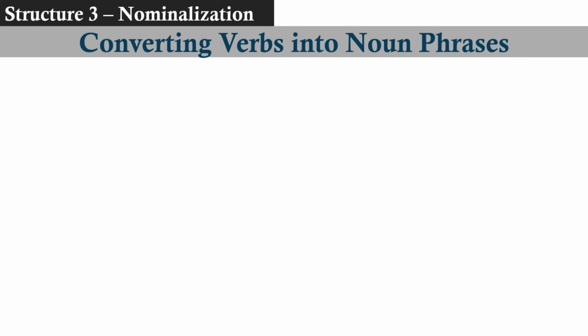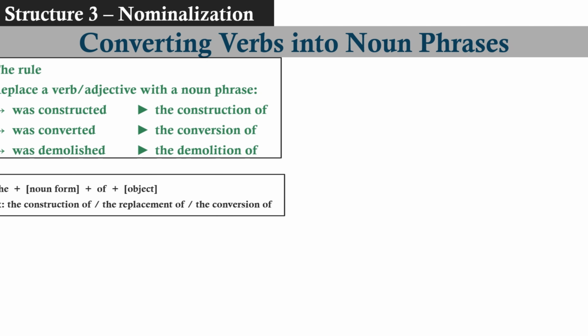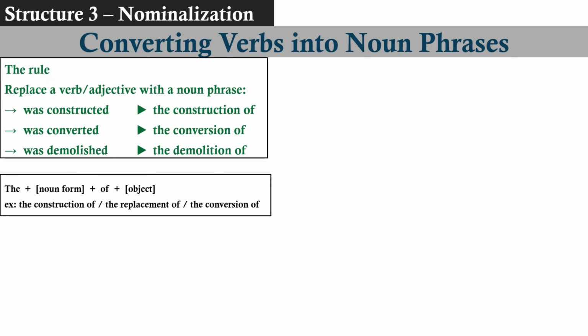Structure 3 is nominalization. The term may sound technical, but the idea is straightforward. Nominalization simply means changing a verb into a noun phrase. We do this in everyday English all the time. Decide becomes decision. Arrive becomes arrival.